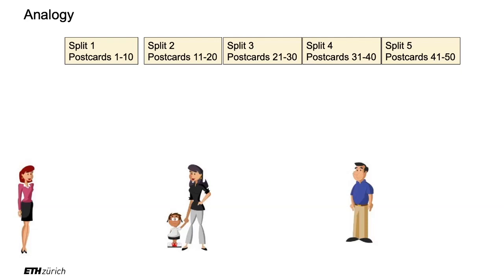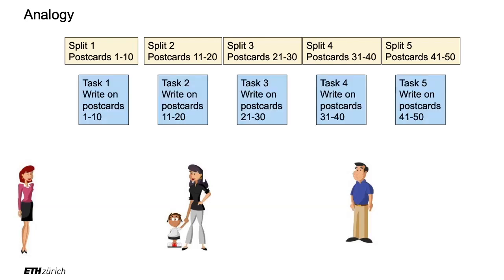These are the splits in MapReduce. Each split partition has 10 postcards, and let's put numbers on them, 1 to 50, so 1 to 10 in the first split, 11 to 20, and so on. So what are the tasks? That's easy. There is one task for every split, right? There is task 1 that consists in taking care of the first split. So this is to sign postcards 1 to 10. Then task 2 is split 2, right? You write on the postcards 11 to 20, all the way to task 5, which consists in writing on postcards 41 to 50. For whom is that clear?